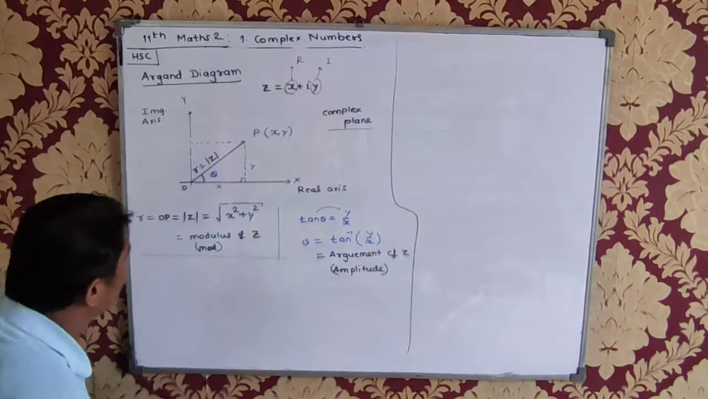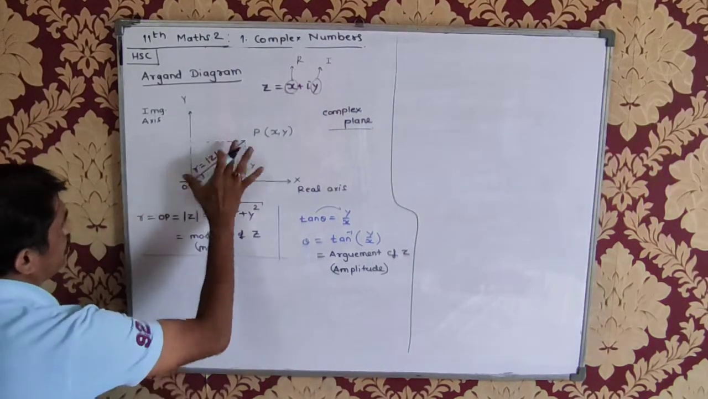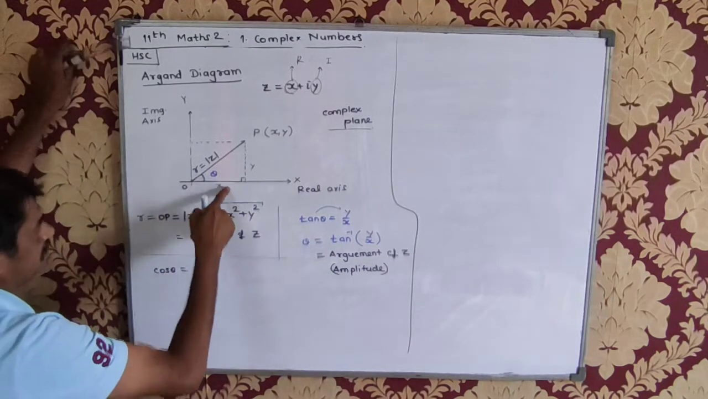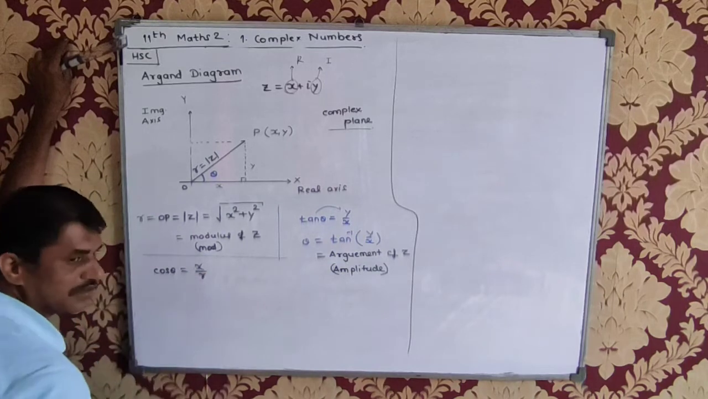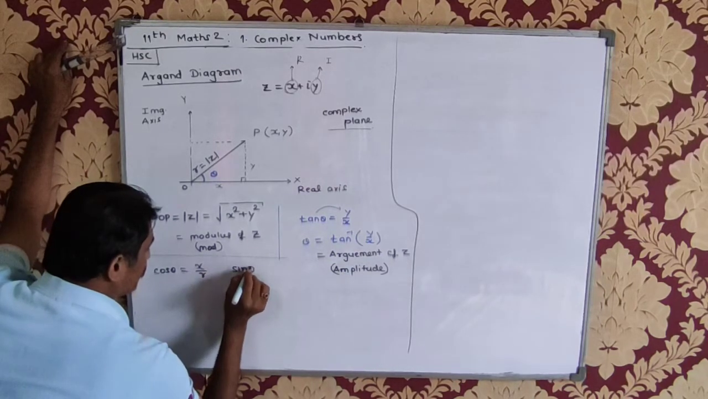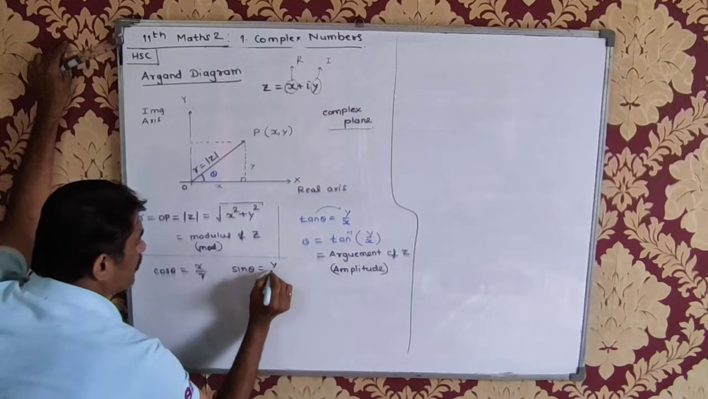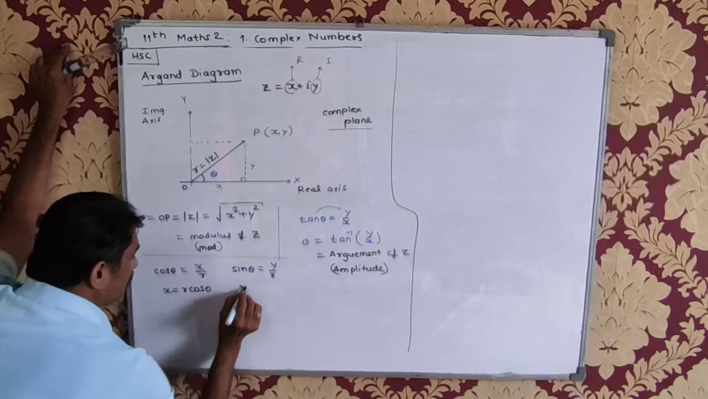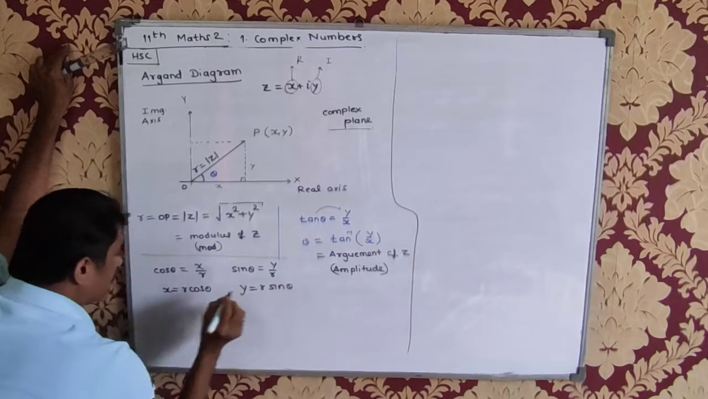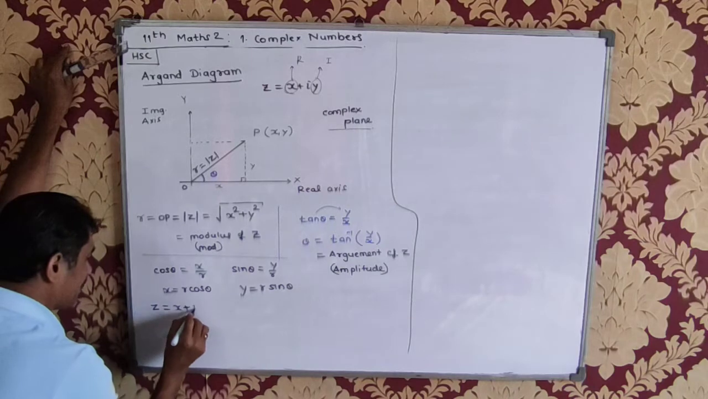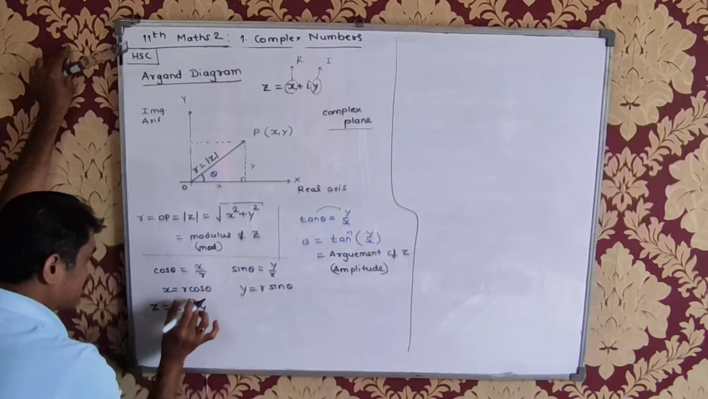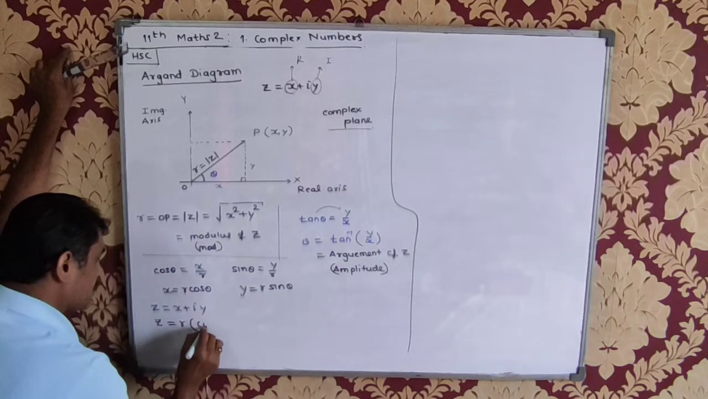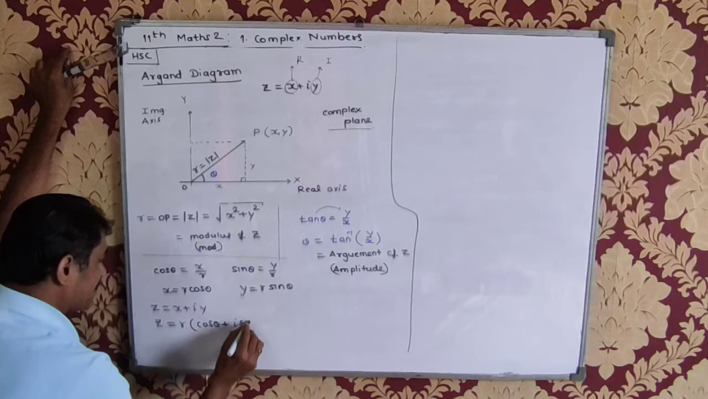Here, if I write this, this is z. So in this case, what will cos theta be equal to? Cos theta is equal to adjacent side upon hypotenuse, so x upon r. What will sin theta be equal to? Opposite side upon hypotenuse, y upon r. Therefore, if I cross multiply, x is equal to r cos theta and y is equal to r sin theta. And z is equal to x plus iy. Substituting these in place of x and y, we get z is equal to r, taken common, cos theta plus i times sin theta.